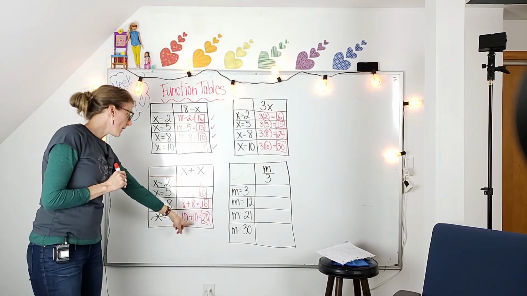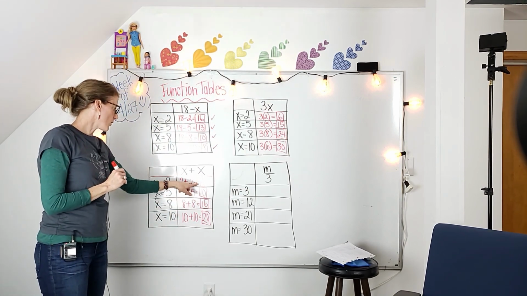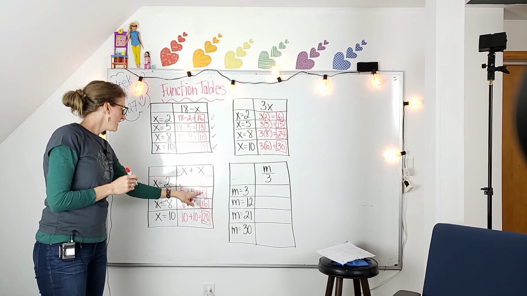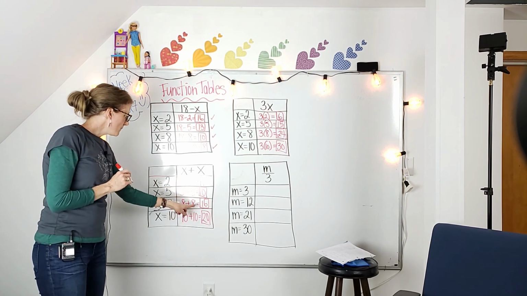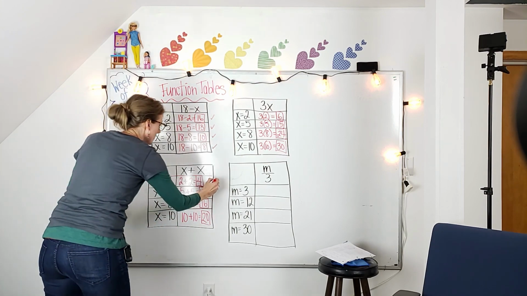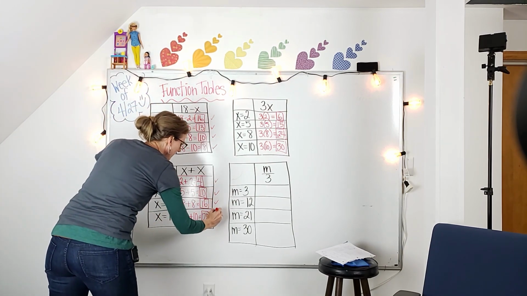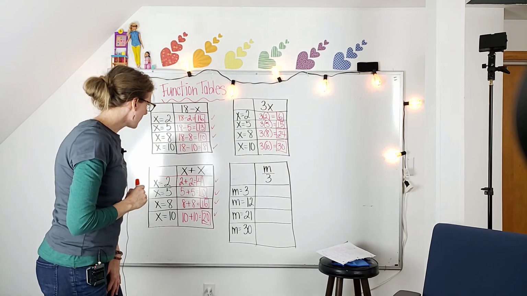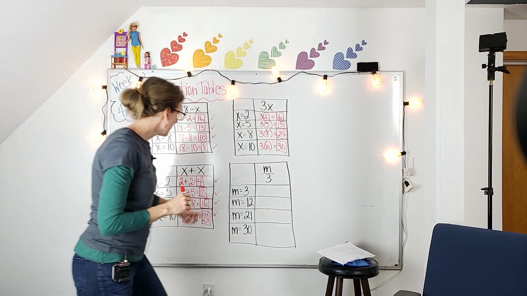Awesome. And you can check those backward, right? By doing some subtraction. 4 minus 2 is 2. I have it right. 10 minus 5 is 5. 16 minus 8 is 8. And 20 minus 10 is 10. So that's another way to just check your marks off. Check yourself off.